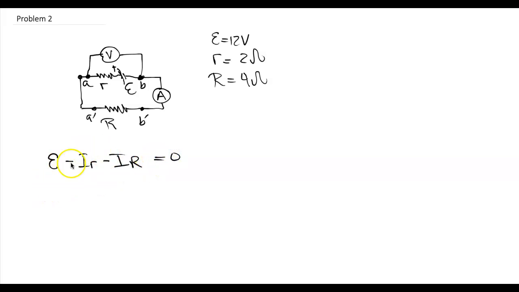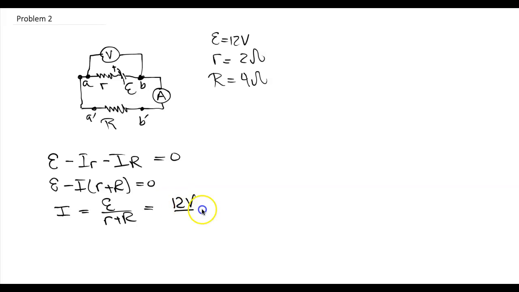If we add all of these sources up between the source and the voltage drops, that has to be 0 in a closed circuit. So this is the same as saying that E minus I times little r plus big R equals 0, or that I by itself is the source over the sum of the resistance values. And we're given that this is 12 volts over 2 ohms plus 4 ohms, which gives us a current of 2 amps.